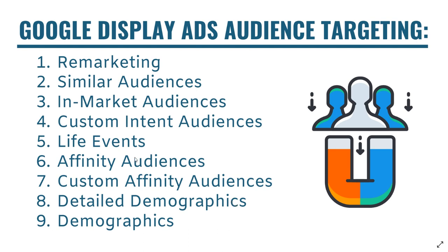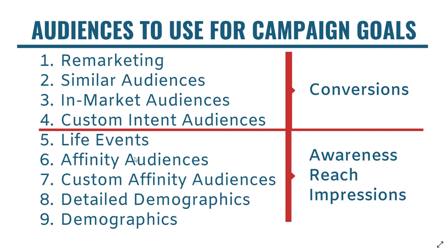So if you're wondering when to use these different types of targeting options for your campaign goals, I would say if you're trying to drive conversions, focus on these 4 types of audiences at the very top. So remarketing, similar, in-market, and custom intent. Anybody who makes up these audiences is generally more likely to convert, with remarketing being the clear winner in all these different types of targeting that you can use.